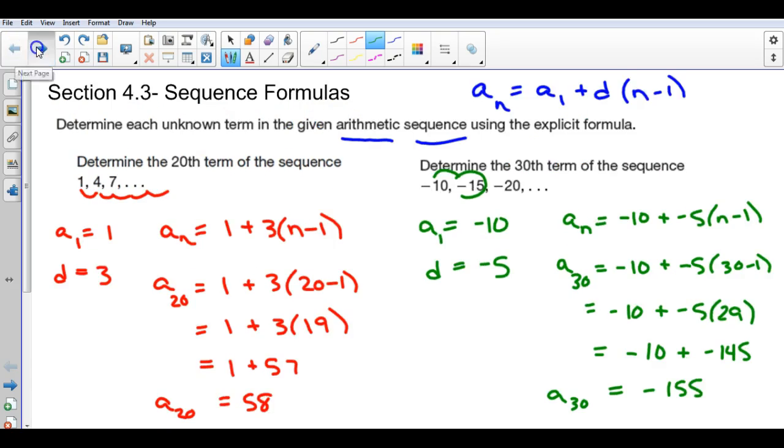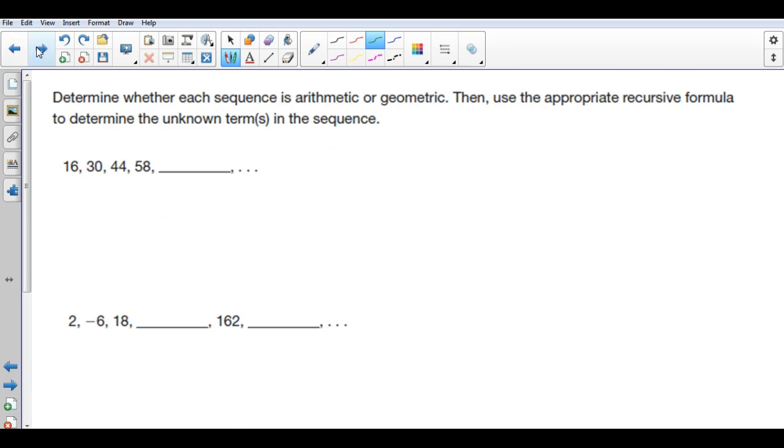We did the ones for the arithmetic, and now we're going to move on to whether something is arithmetic or geometric, and then briefly just talk about what a recursive formula means. Recursive formula basically means you're going to use the terms before the missing term in order to calculate what that missing term is.